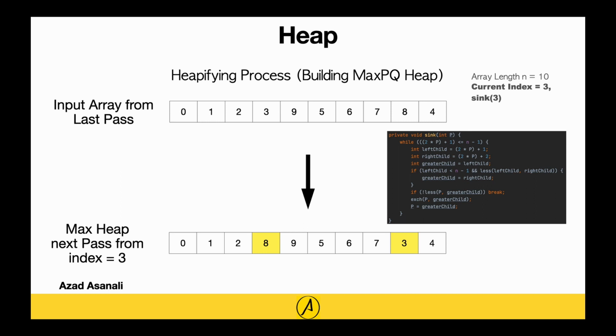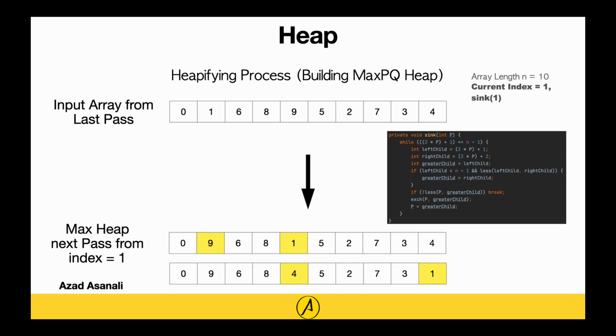So now our current index is 3. We sink 3. Now we found out that the element at 3rd index and 8th index is not satisfying the heap invariant property, because the left child of this element is this one according to this property. So we will exchange it, and in the next pass we will exchange 6 and 2, and in the next pass at current index 1 we find the property that is not satisfying the heap invariant and exchange it.